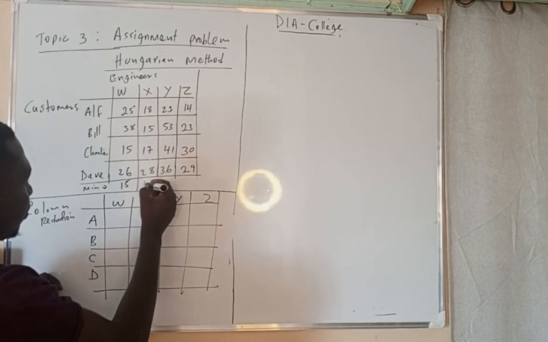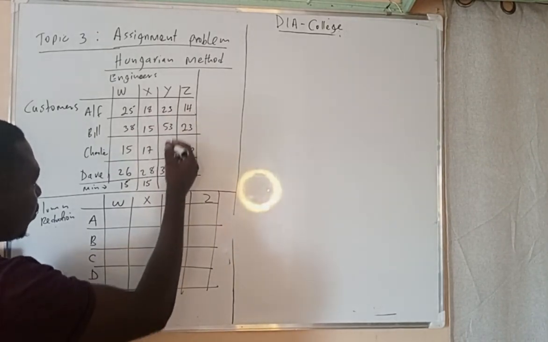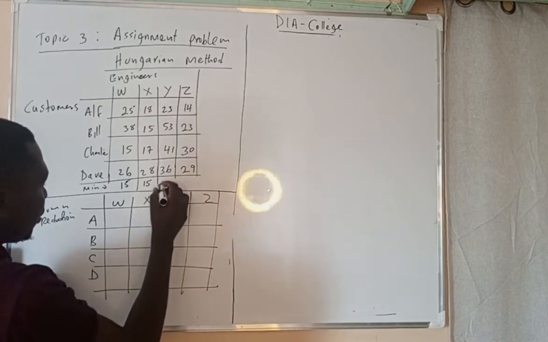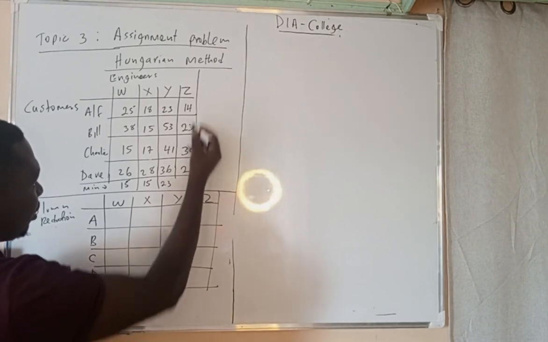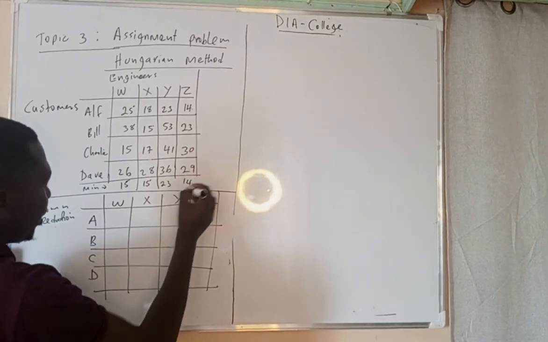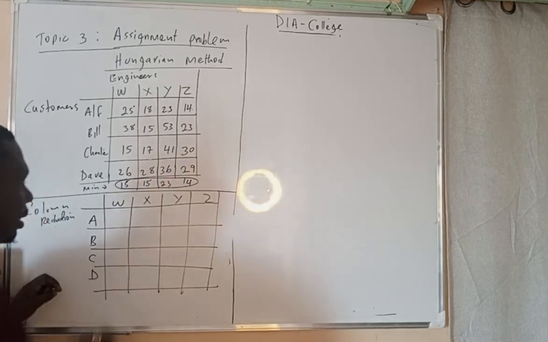So here 15 again is the minimum value in this column. So here I have 23, 53, 41, and 36. 23 is my minimum value. So I have 14, 23, 30, and 29. So 14 here is my minimum value. So these are the values I'm going to use to get to the next matrix.